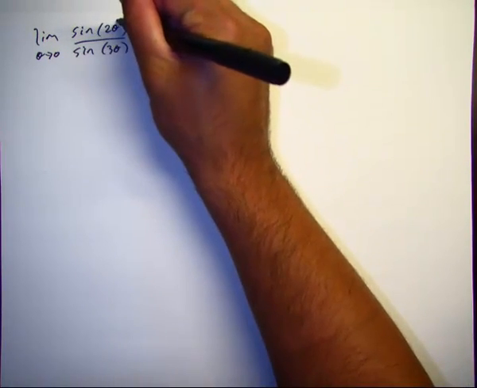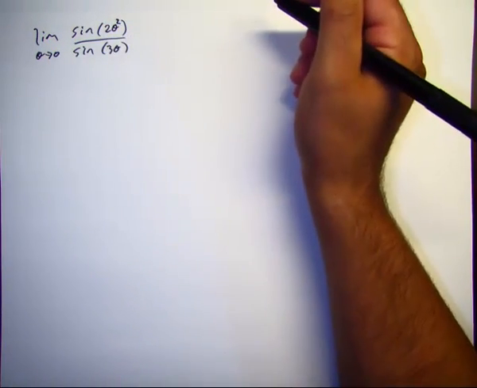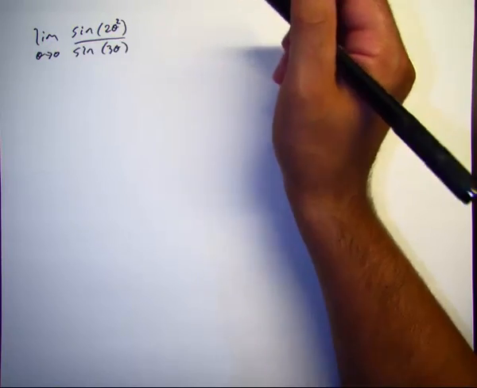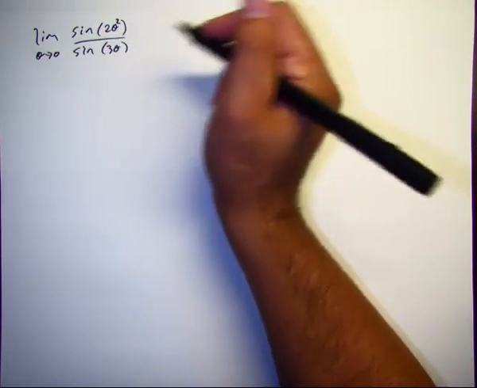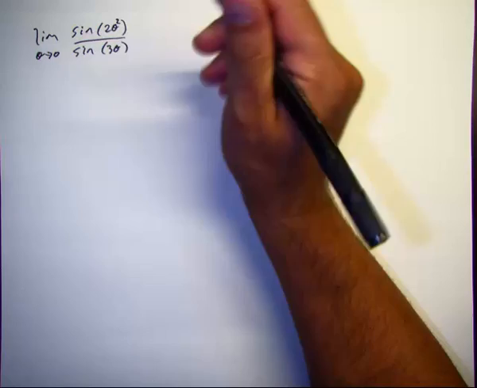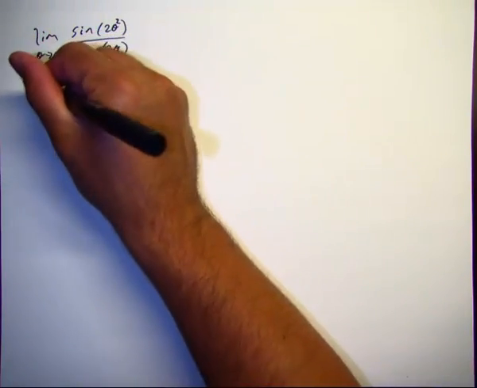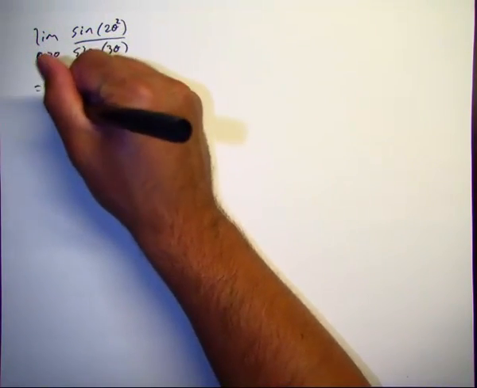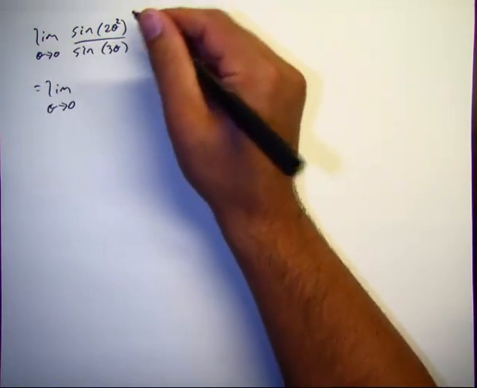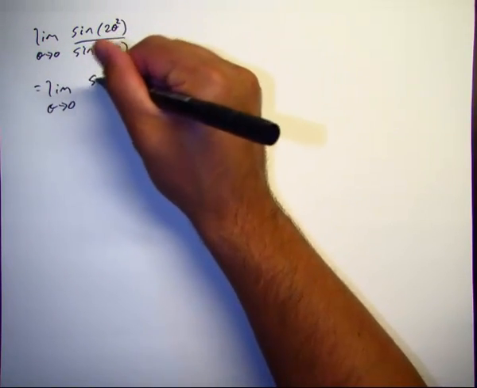But let's change this a bit. Let's change it to 2 theta squared inside the sine. Now, if we want to figure out this limit, we should be precise. We should take every last moment and really make sure that this is done correctly.